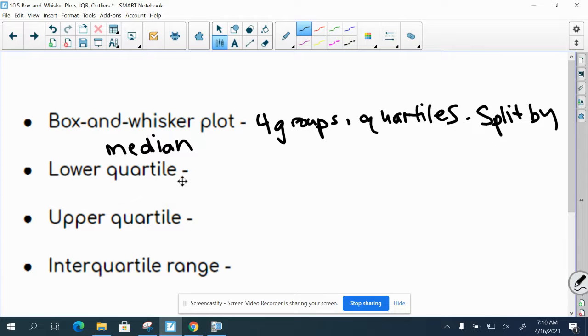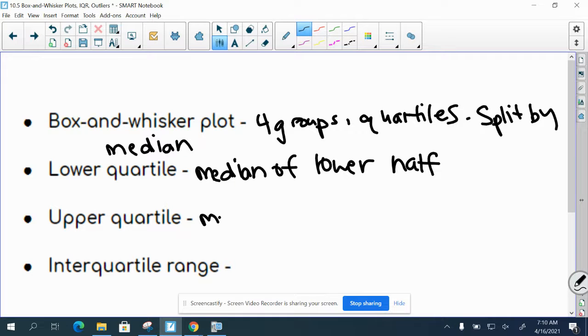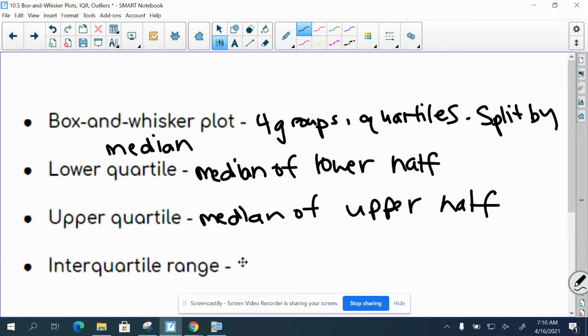So the lower quartile is the median of the lower half, and the upper quartile is the median of the upper half. And then your interquartile range, which we call IQR, is the upper quartile minus the lower quartile. So it's kind of like a range, except you're taking the range of the upper and the lower quartiles.